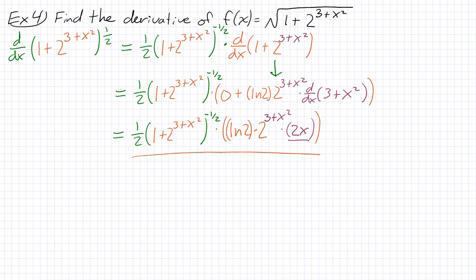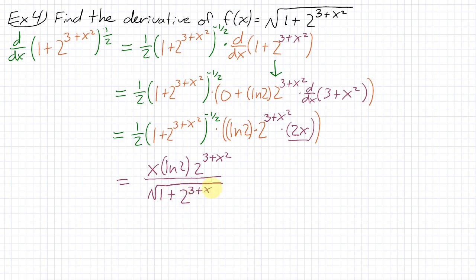Now, let's see. We can actually write this in kind of a better way by canceling out this times 2 and this 1/2 here. So maybe that would be better. And maybe let's write this negative 1/2 power as the square root in the bottom of a fraction. Just to make things look nicer, we can call this whole thing x times the natural log of 2 times 2 to the 3 plus x squared. That's everything from the top, and then the bottom will have the square root of 1 plus 2 to the power 3 plus x squared.